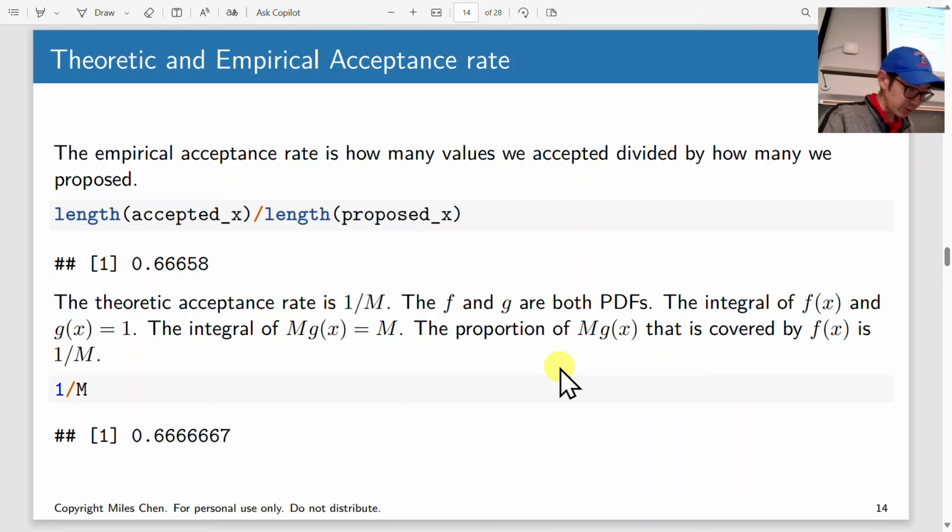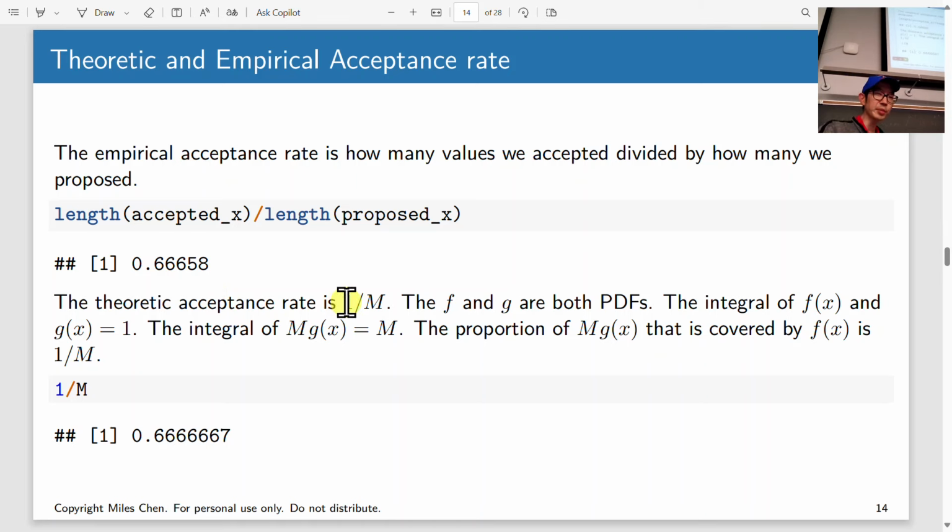All right, let me give you your first view quiz answer, which is the letter C, C as in cat. So the empirical acceptance rate is how many values we accepted divided by how many values we proposed. We proposed 100,000 values, and we ended up keeping 66,658. So we ended up throwing away around a third of our values.